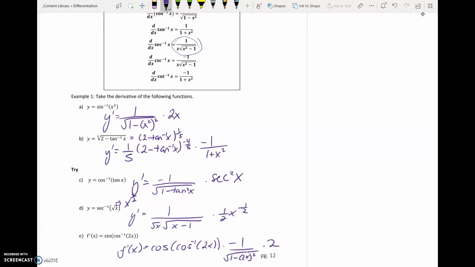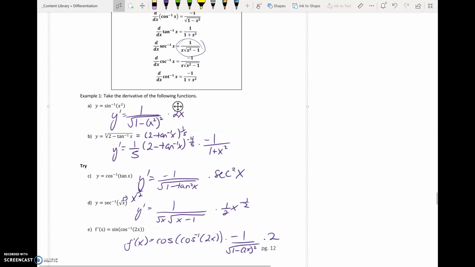Then lastly, this one is a bit longer. We have a function of a function of a function. So take the derivative of sine first, which is cos. Leave the inside alone. Then we'll take the derivative of cos inverse 2x, which is the one from up here. So that's negative 1 over the root of 1 minus, and remember that is 2x, not just x. We're going to put 2x in the bracket with a squared on the outside, then multiply by the derivative of 2x, which is just 2.